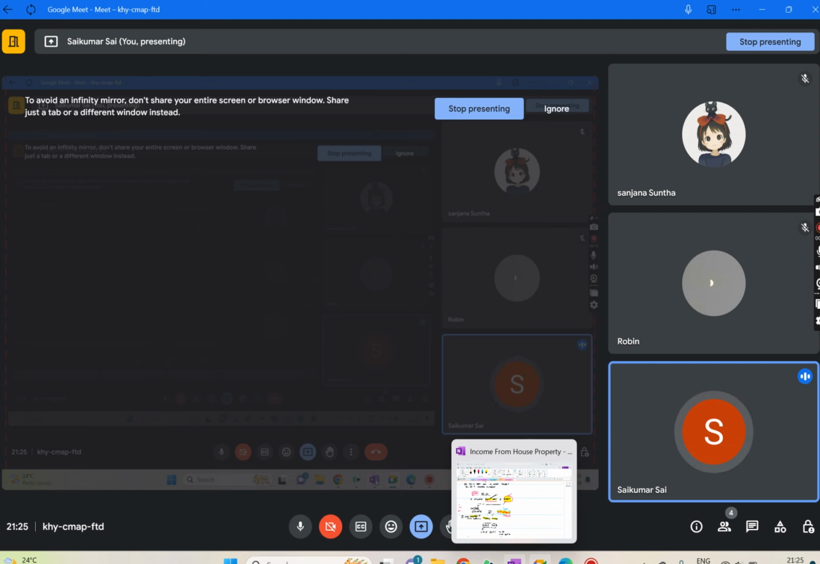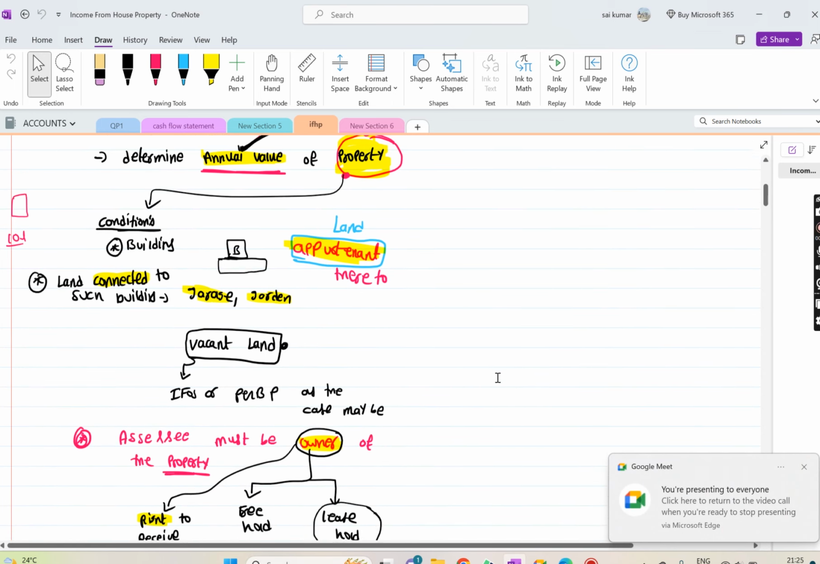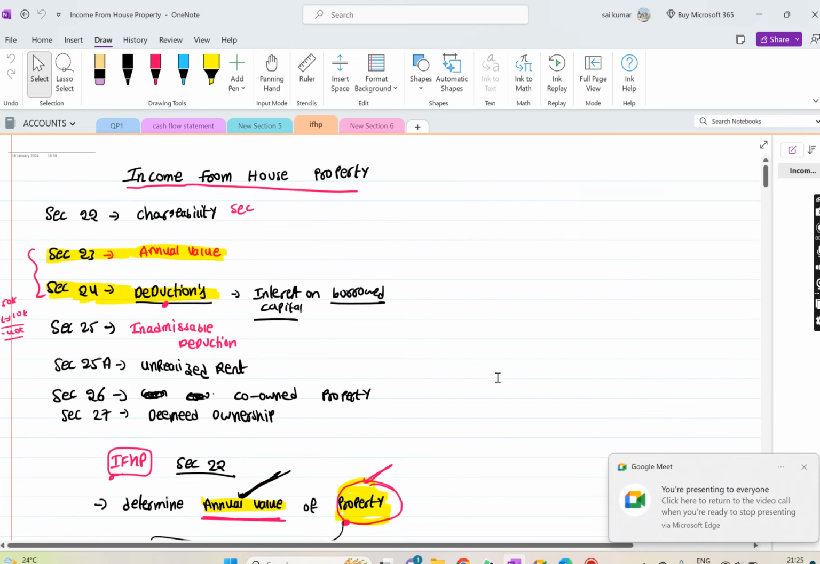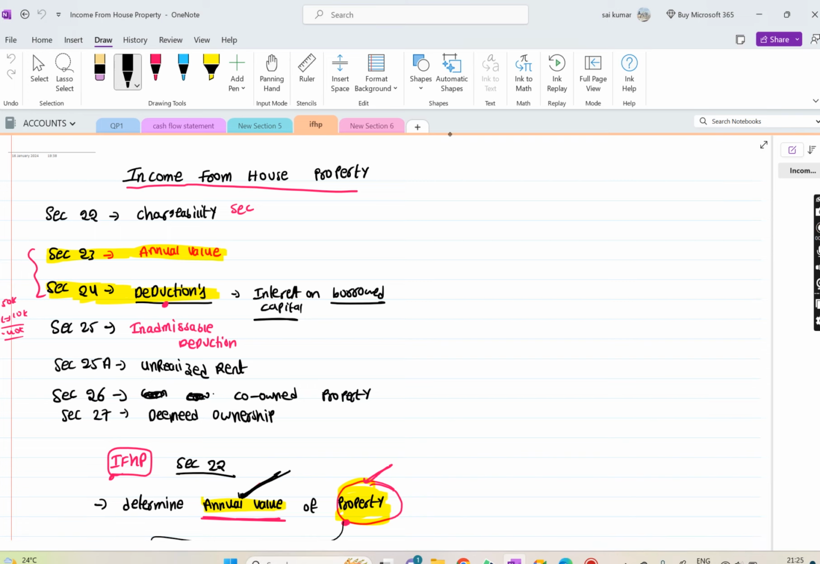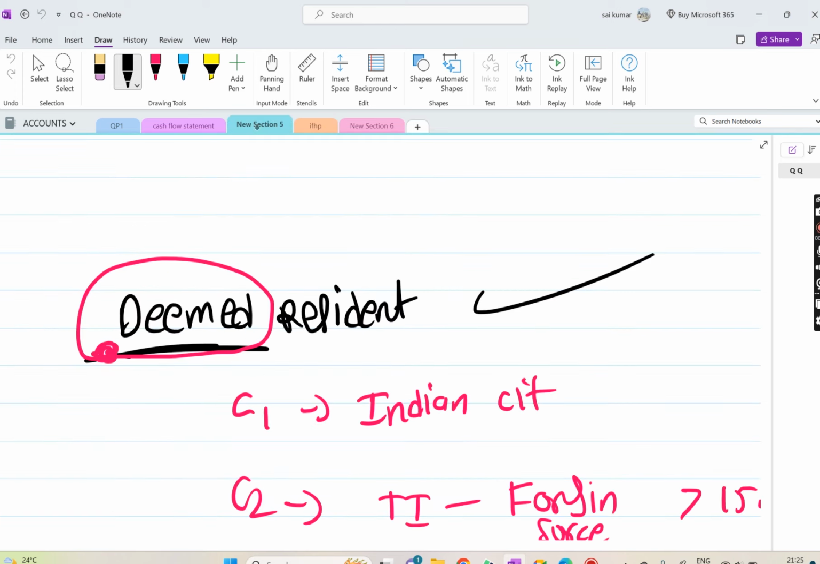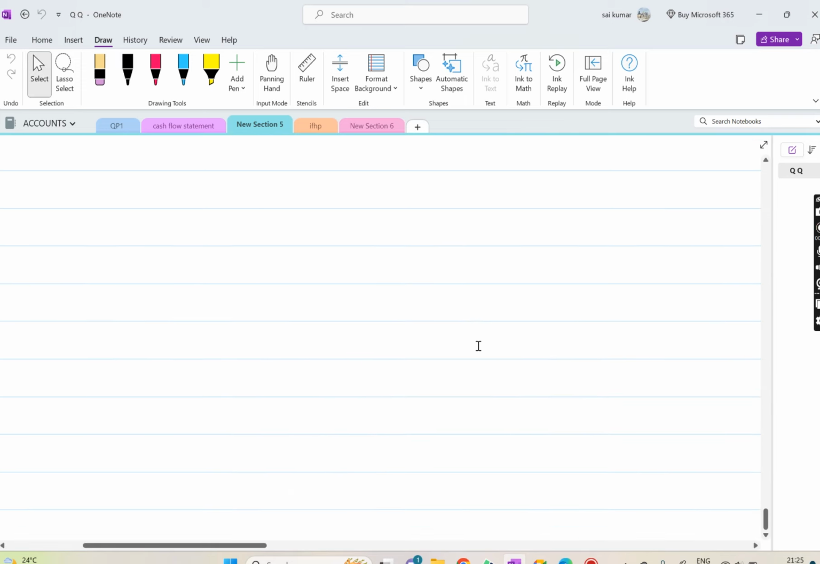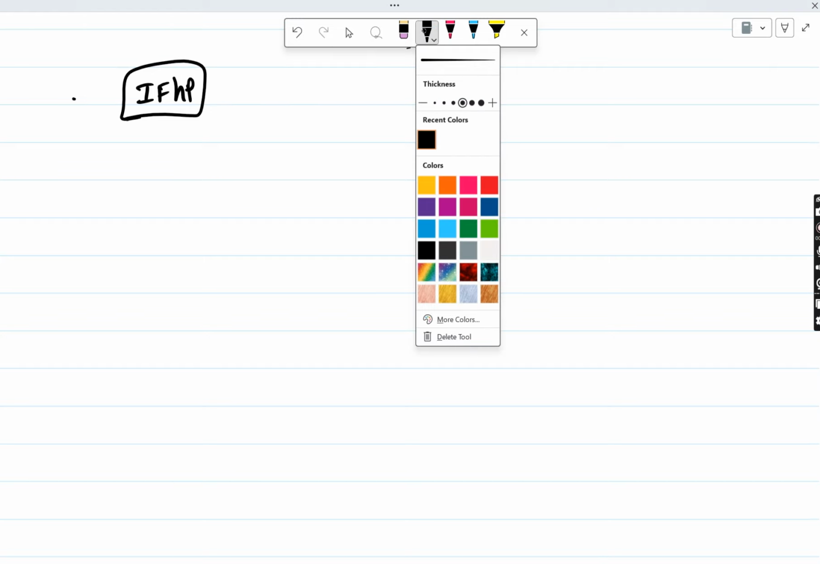If you have completed all the problems we have done, now we're going to continue. But before continuing, we'll take 2 minutes to revise everything. I want answers while doing this. So, what are all the things we discussed in this chapter? What is the format to find out or compute income from house property?